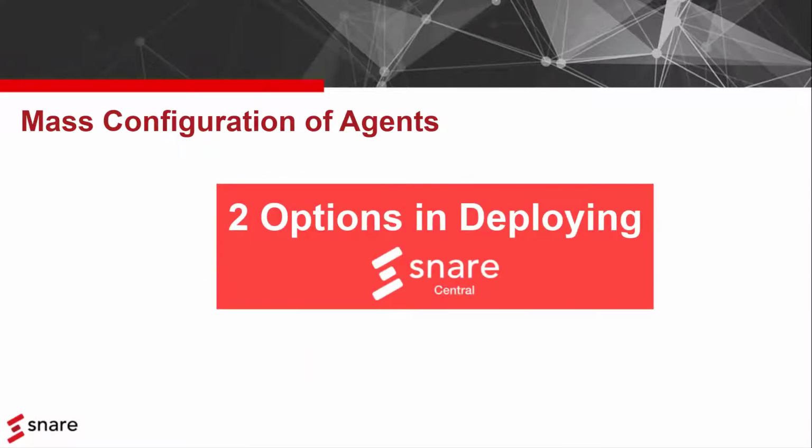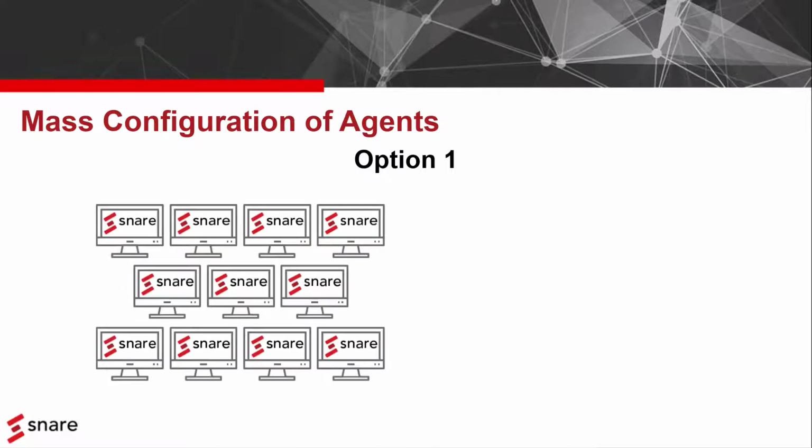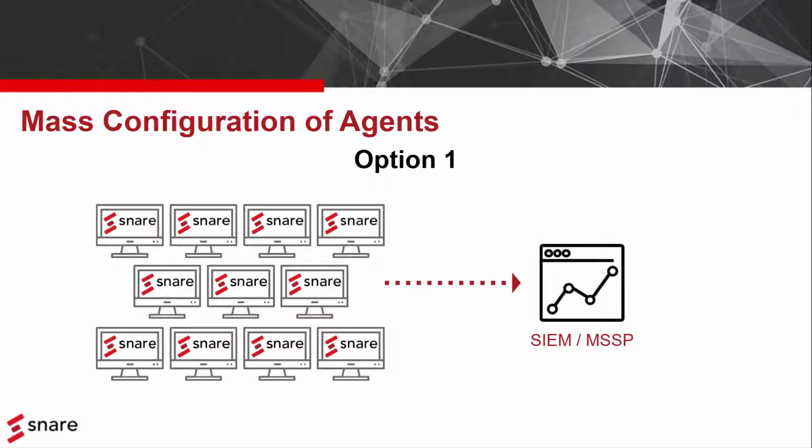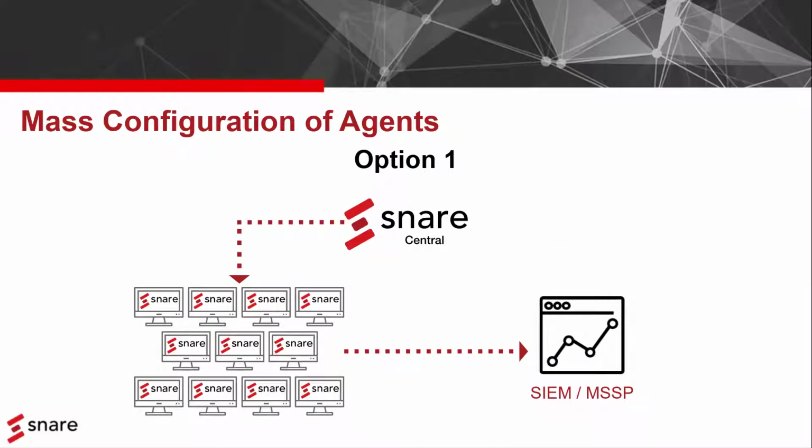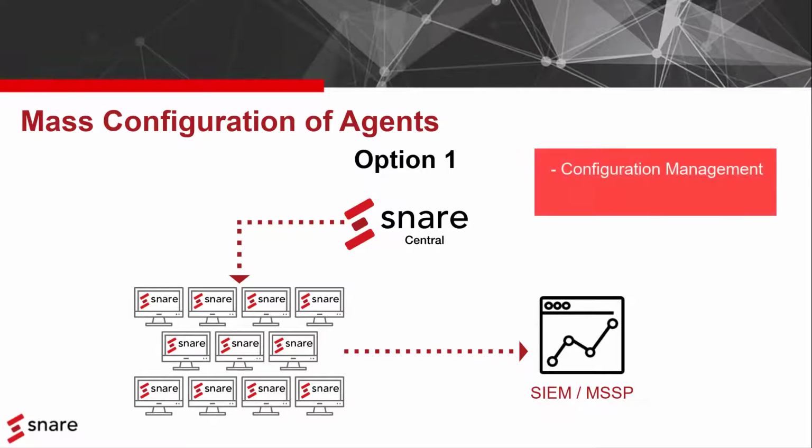Before we jump to the product, let me just show you the two options you have when deploying Snare Central. Here we have a group of machines, we're collecting their logs using Snare agents, and we want to forward our logs to a SIEM or maybe an MSSP. This setup will do the trick, but we don't want to manage our agents individually, so we decided to deploy Snare Central. This allows us to configure groups of agents from a single pane of glass, but also gives us the option to license them centrally rather than applying individual licenses to each machine.